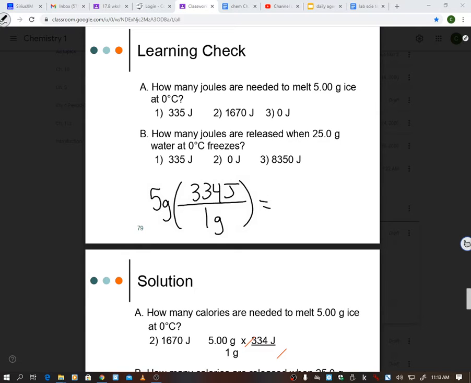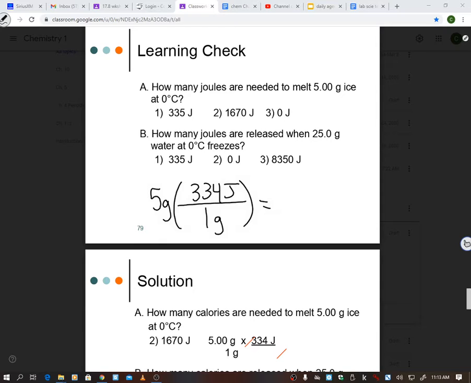So then you're going to take 5 times 334. Let me get my calculator out here. Or I may have left my, is it here? I think I left my calculator at home, guys. I did. Okay, so I'm going to have to use my phone here. Bear with me.